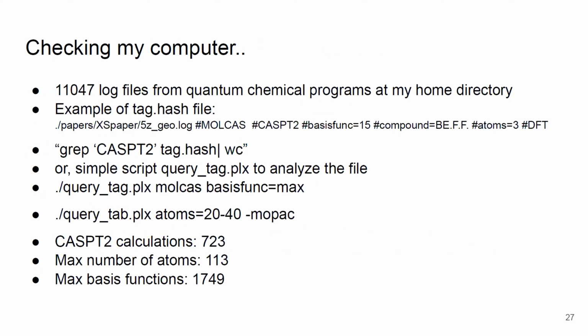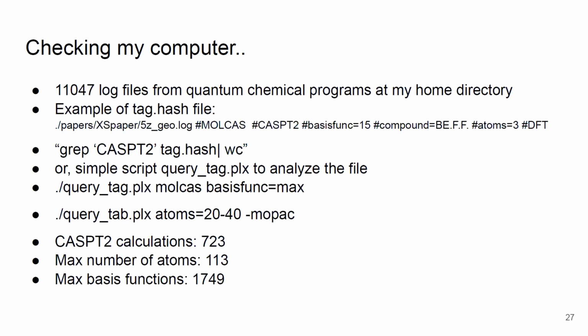You first of all look for the files. After that, you make some simple regular expressions. And then I'm checking my computer. So I run this script and I find out that I have 11,000 log files which look like quantum chemistry outputs using different programs. This is how this hashed tag file looks.